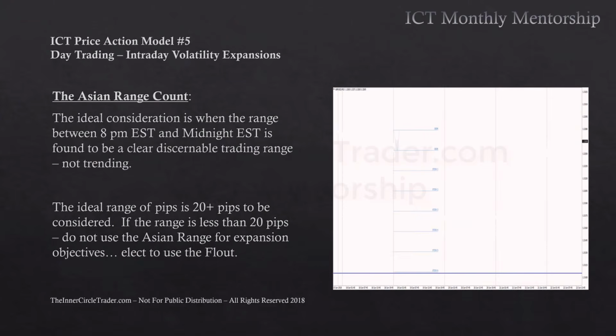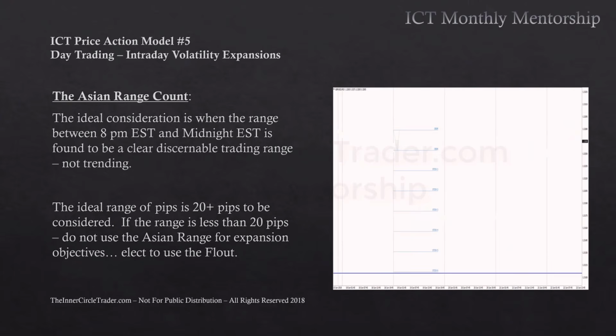The Asian range count, again, the ideal consideration is when the range between 8 p.m. New York time and midnight New York time is found to be in a clear, discernible trading range. Again, same situation in terms of defining what makes it a range and not trending was mentioned in the central bank dealer's range portion just a moment ago.